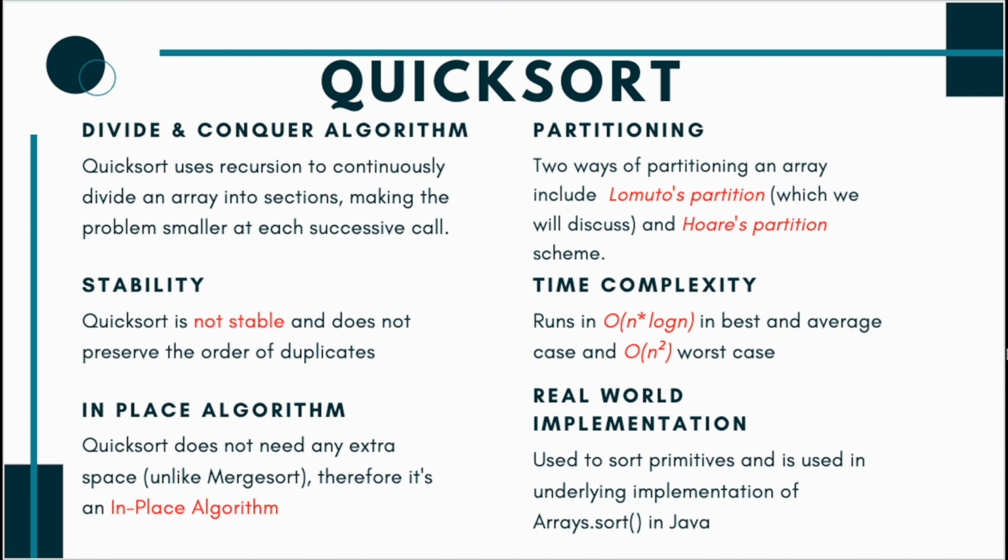So time complexity. In terms of time complexity, Quicksort runs in O of n log n time, and that's because you're halving the array at every level, and then you're doing linear work at every level. So when you halve the array, that's log n, and then when you do iterative work at each level, that's n. So that's why it's an n log n algorithm in the best and average case.